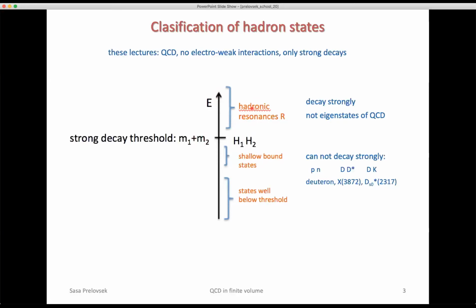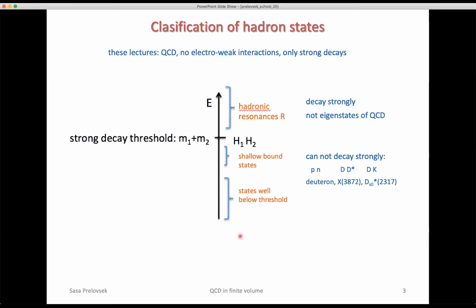And these will be hadronic resonances, okay? They are not eigenstates of QCD, and so they cannot be extracted in a simple manner. And they are the most abundant states among hadrons, and that will be our primary interest here. Okay, then there are states that are well below threshold. They don't even feel the effect of threshold. They are eigenstates of QCD. They can be extracted in the usual manner. You get an energy, this gives you the mass.